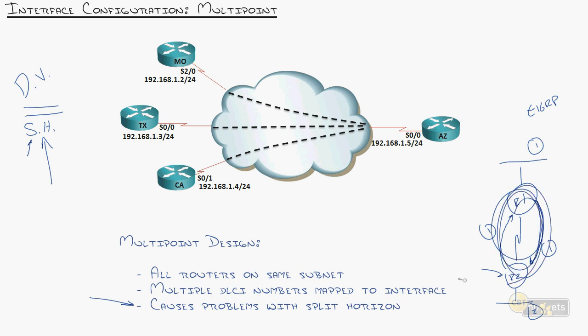So split horizon. Now let me rephrase the rule a little more technically. The actual rule of split horizon says never send a routing update out the same interface you received it on.